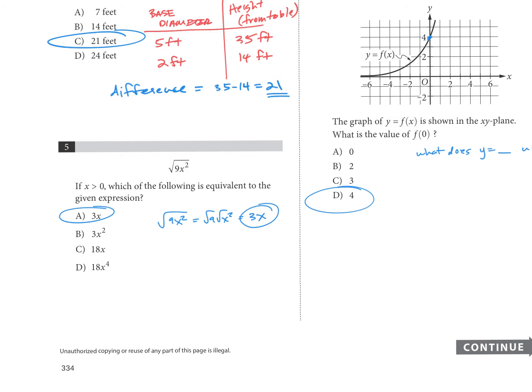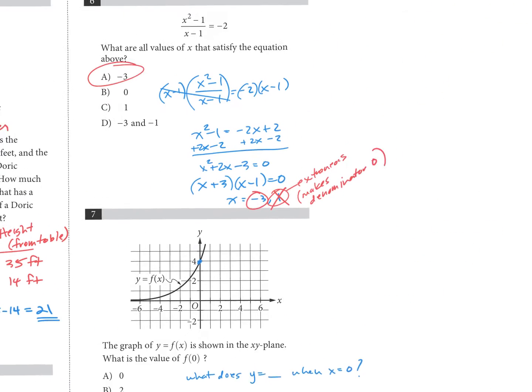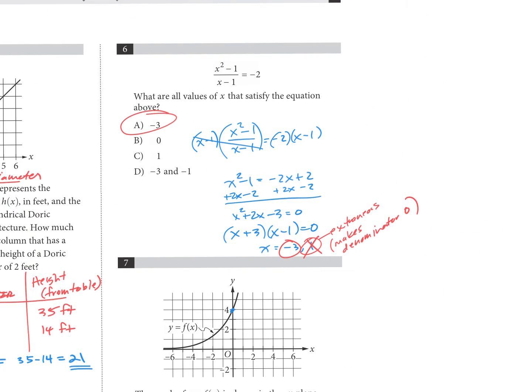All right, number 5 down here is a simple, pretty straightforward math question. It says, which of the following is equivalent to the given expression? You take the square root of 9x squared, and then you break it up. Square root of 9 is 3. Square root of x squared is x. So 3x is your answer. Pretty easy one if you know what you're doing with square roots.